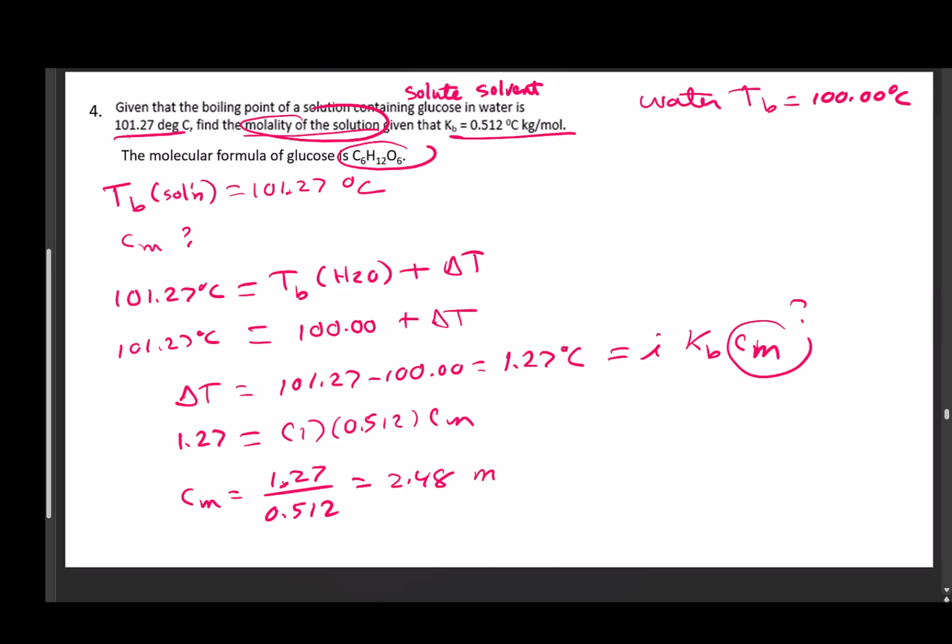You'd say 2.48 molal, lowercase m, or you could write out the word molal, or you could say moles of glucose per kilogram of solvent water.